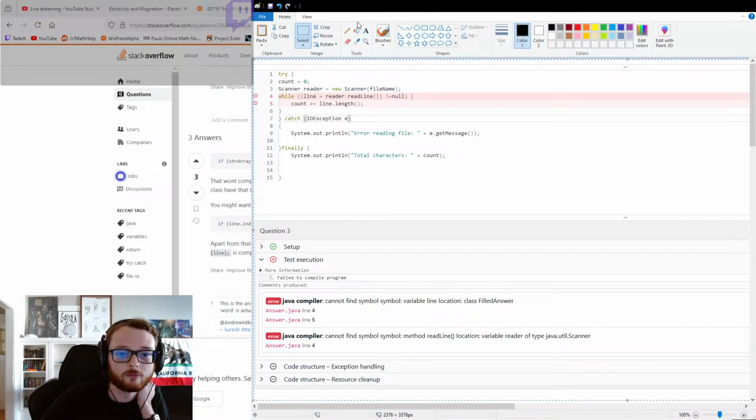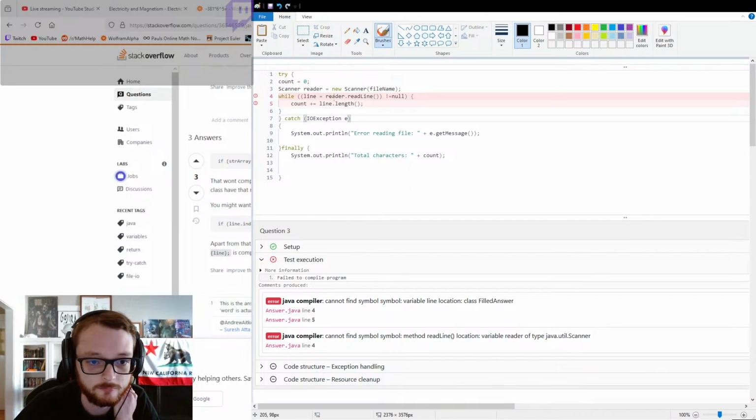Oh, that's because it's next line, not read line. I'll just cross the whole thing out.